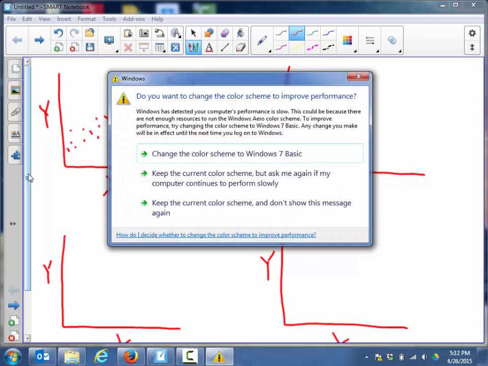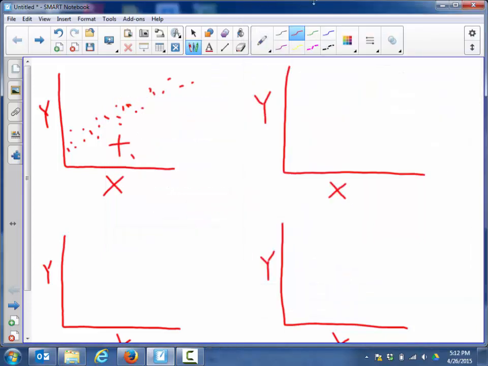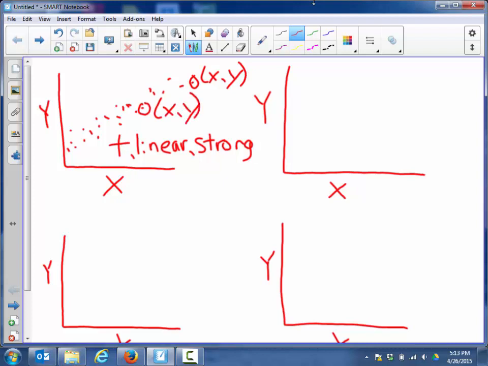Form is linear. And then the strength here is strong because you've got a good clustering of the coordinate pairs of x and y. Recall that each one of these guys is an xy coordinate pair. Okay, I'm using the variables x and y generically so we can get through the explanation faster.